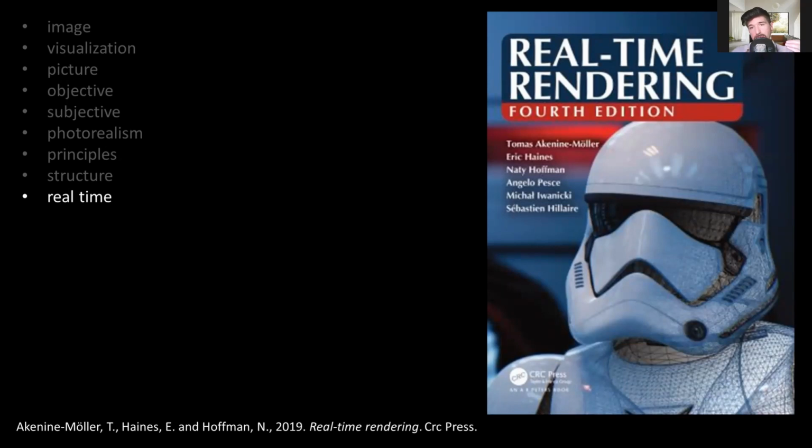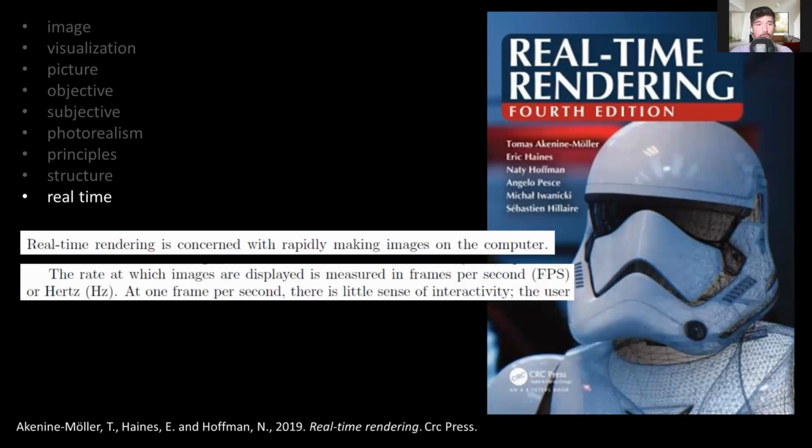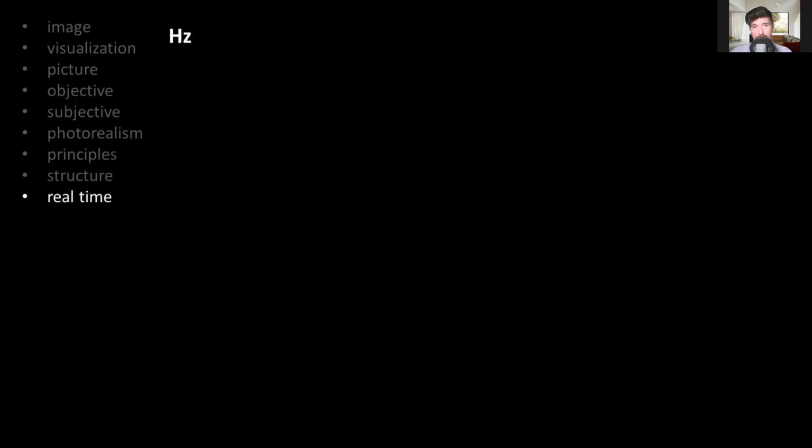This book provides excellent guidelines on real-time rendering. Within this book, we have the definition that real-time rendering is concerned with rapidly making images on the computer, and the rate at which images are displayed is measured in frames per second or hertz. Frames per second or hertz is basically a frequency, but in this case, we need to discuss something called critical flicker fusion frequency. Critical flicker fusion frequency can be defined as the frequency at which flickering light can be perceived as continuous.